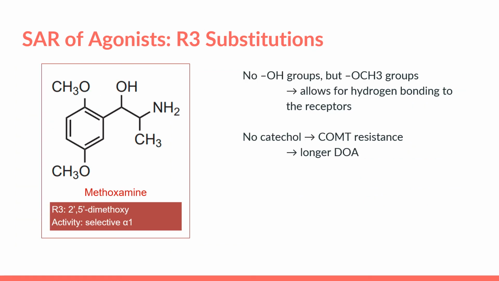An example where there is no OH group, but a methoxy group to allow for hydrogen bonding, is methoxamine, another molecule selective to alpha-1. So far, phenylephrine, metaraminol, and methoxamine are all not substrates for COMT. Thus, their duration of action is going to be longer than epinephrine.